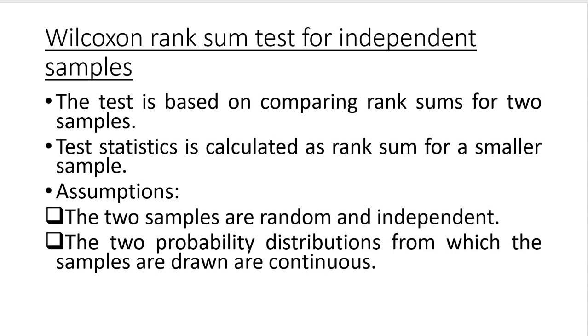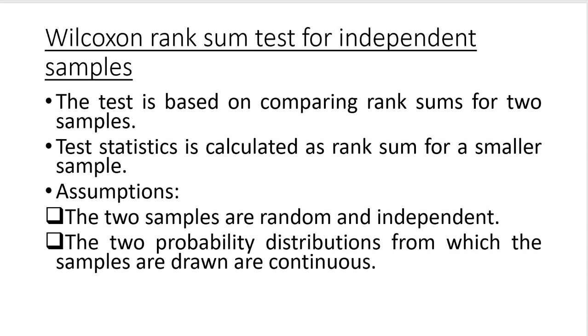So first of all, two samples should be random and independent. So this means that you should use proper sampling method and they should be independent. So here the notion of independence is very similar to what we discussed last time for T-student test. So no group should affect the other group. Respondents from one group cannot be in the second group as well. No value from one group should affect any value from the second group. And second, two probability distributions from which the samples are drawn are assumed to be continuous.